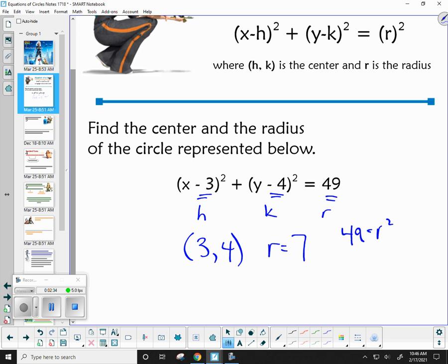Now, normally when we take square roots, we think about the positive and negative root. But can we have a negative 7 radius? No, so we don't have to worry about the negative root. We only have to worry about the positive root. All right, that's all there is to it, in terms of just looking at the equation and finding the center and the length of the radius.